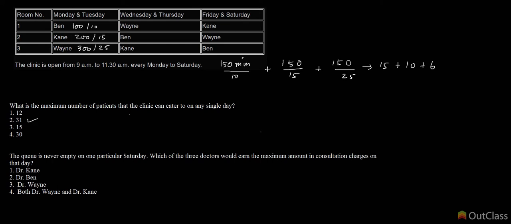The second question says, the queue is never empty. Who makes the maximum amount of money? We know that everybody works for 150 minutes. So it basically boils down to who is earning money the fastest. And for that, you can just look at the ratios here. Ben is making 10 rupees per minute, that is 40 rupees per 3 minutes, and that's around 13 point something. This is 12 rupees per minute. So clearly Kane is making the most per minute. Kane will have the highest total earning.